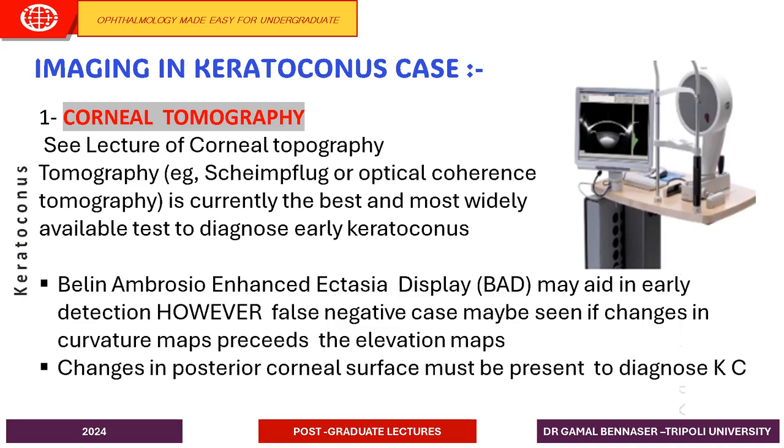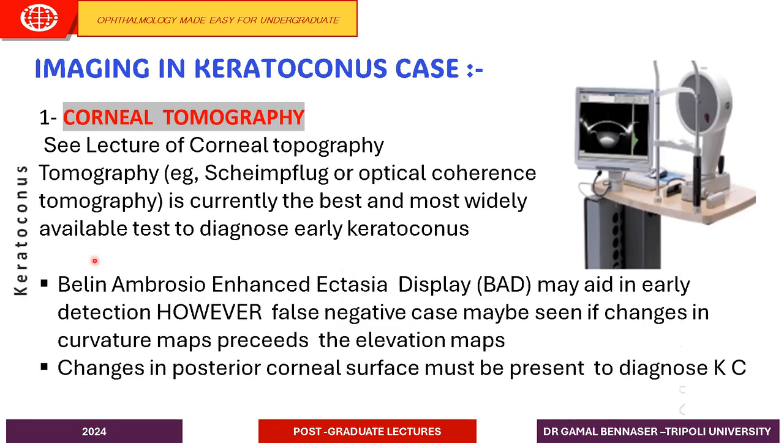And as the Global Consensus on Keratoconus and Ectasia screening advised, for the diagnosis of keratoconus there must be changes in the posterior surface of the cornea. Without the presence of changes in the posterior surface of the cornea, you cannot diagnose keratoconus.